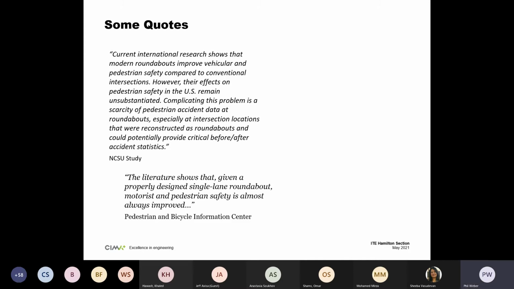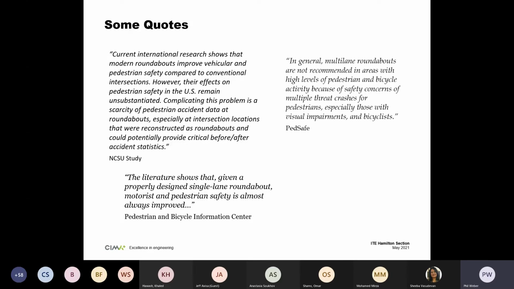Here's another quote, again from the US. Literature shows that for properly designed single-lane roundabouts, motorist and pedestrian safety is almost always improved. So, single-lane roundabouts are good. In general, multi-lane roundabouts are not recommended in areas with high levels of pedestrian and bicycle activity because of safety concerns of multiple threat crashes for pedestrians, especially those with visual impairments, and bicyclists. So single-lane roundabouts are good, multi-lane roundabouts not so much. And then this is just a general quote. The real advantage of roundabouts is that they keep traffic moving. And that's a real general consensus, that roundabouts are good for motorists, but not so good for pedestrians and cyclists.